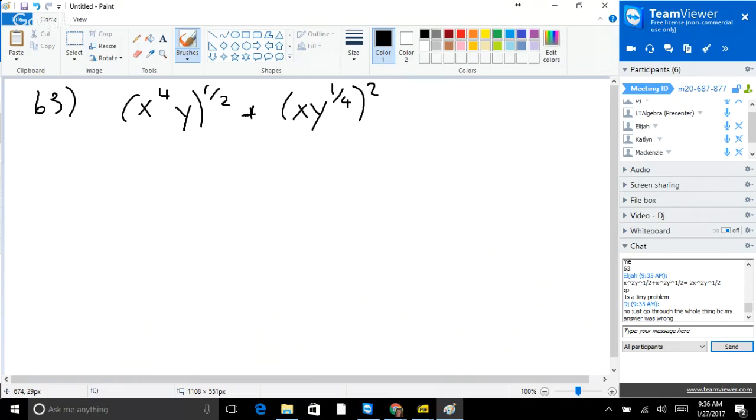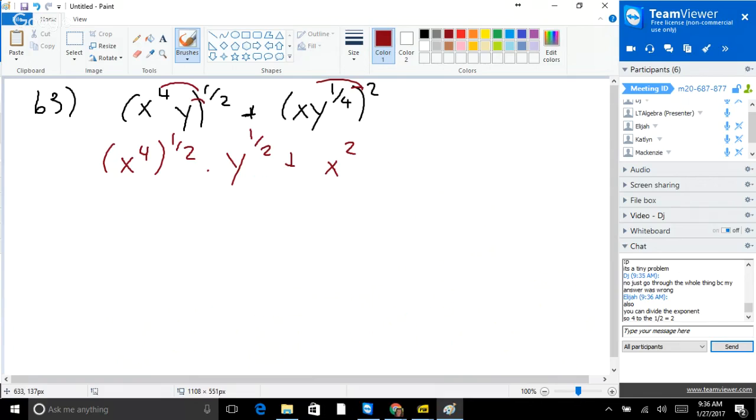What I would do first is I am going to get rid of my parentheses so that I can see if there's anything that I have in common. I just can't get rid of parentheses randomly, right? I have to actually apply my exponent to each term in my equation. So this is going to become x to the 4th to the 1/2 power times y to the 1/2 power plus, and then I'm going to apply my squared over here, x squared times y to the 1/4 squared.